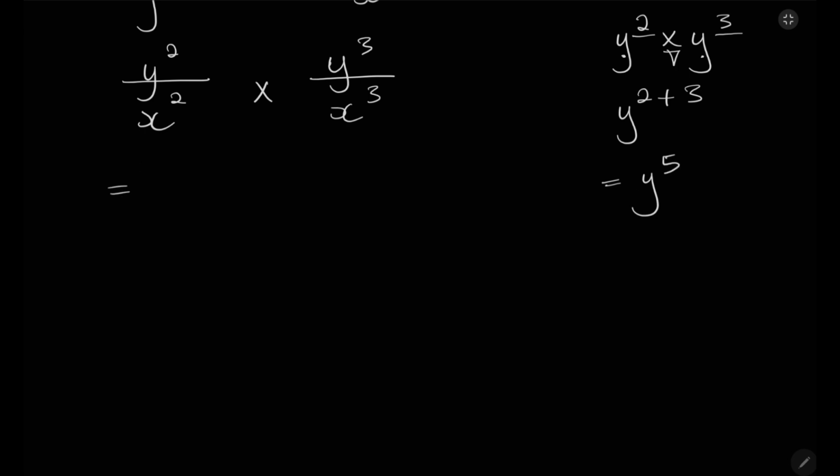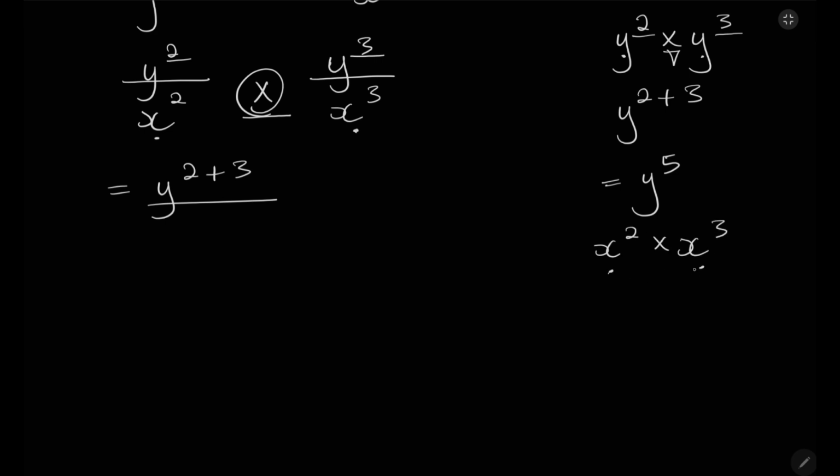So you show this here. This is y to the power 2 plus 3 as they are multiplied, over x squared times x cubed. You have the same base and they're multiplied. So we add their exponents. This is x to the power 2 plus 3, which is x to the power 5. So you have x to the power 2 plus 3.